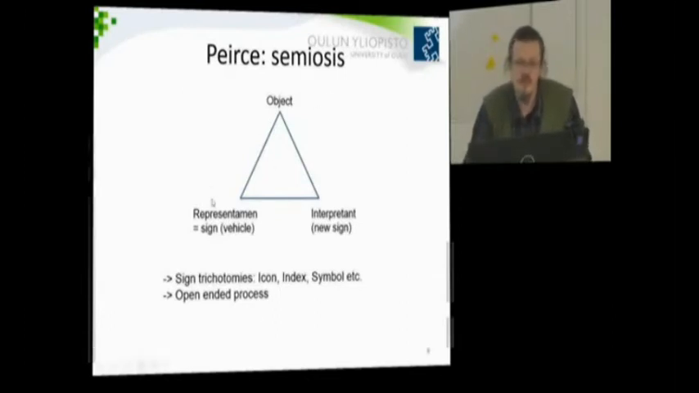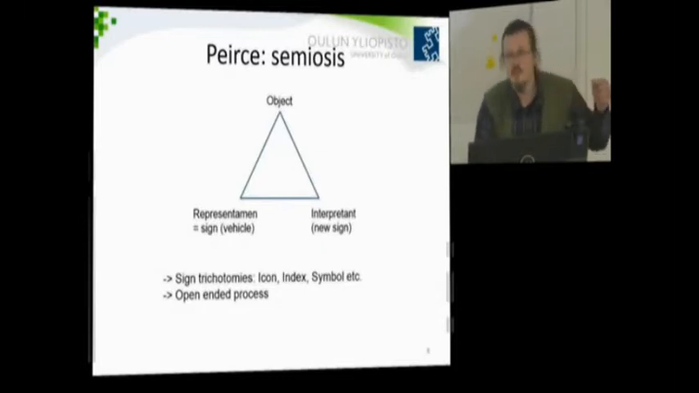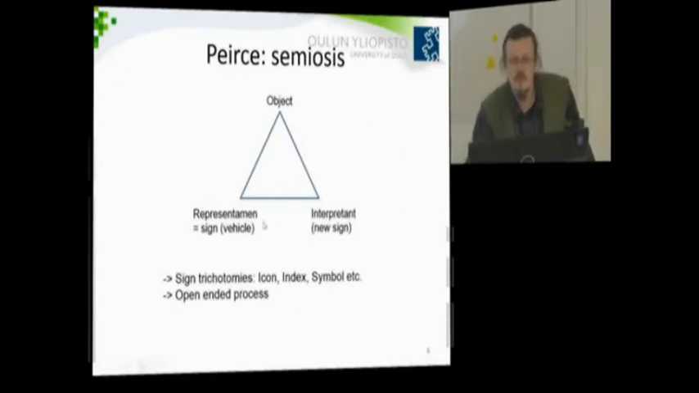It need not be a thought, an idea. It can be, for example, my reaction. I can react by going away from the way of the car. Object and representative always go towards the interpretant. Yes, the semiosis is just this process, that the representative is referring to the object and creating an interpretant which is also referring to the object.